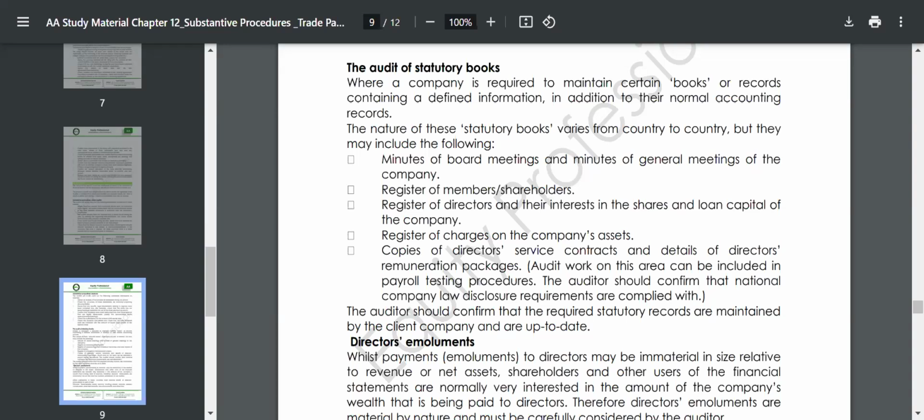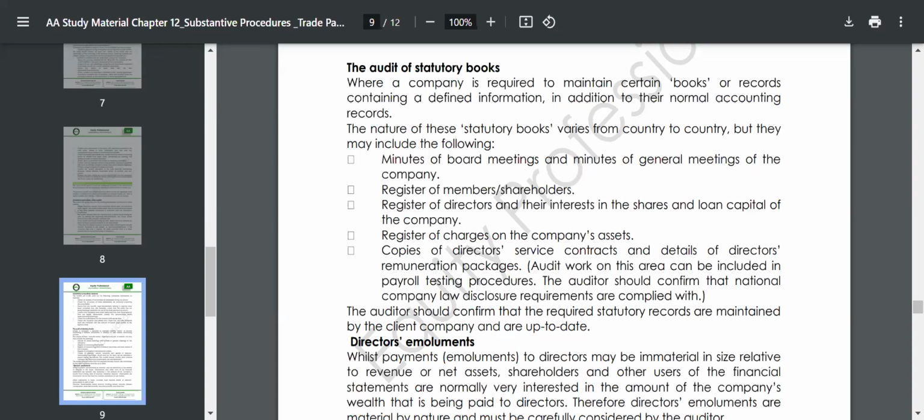Some of these statutory books, like I said, range from minutes of board meetings and minutes of general meetings of the company, registers of shareholders, registers of directors and their interest in the shares, and the loan capital of the company, meaning if the company has taken a loan facility, you will see it here. Then the register of charges on the company's assets. So if a company has bought an asset, maybe a fixed asset, and there are some pending charges, fixed charges, or whatever on it, you will see it there.